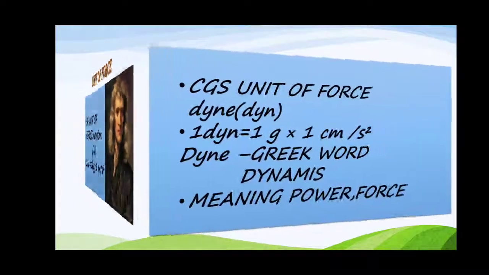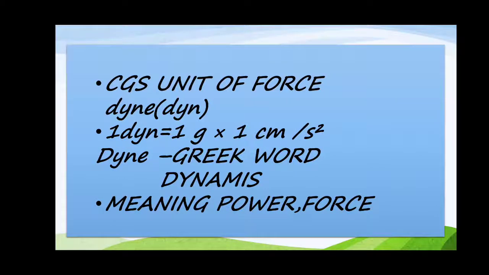Now next is the CGS unit of force. The CGS unit of force is dyne. It is denoted by the symbol dyn, and 1 dyne force is equal to 1 gram mass into 1 centimeter per second square acceleration. That is, when 1 dyne of force is said to be acting on an object, when 1 gram mass is being accelerated at the rate of 1 centimeter per second square.